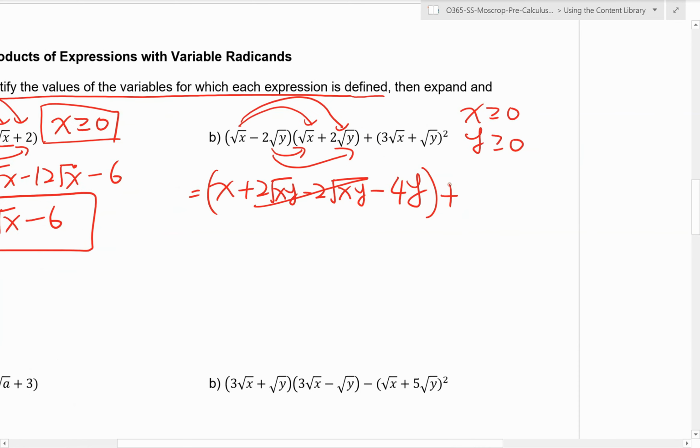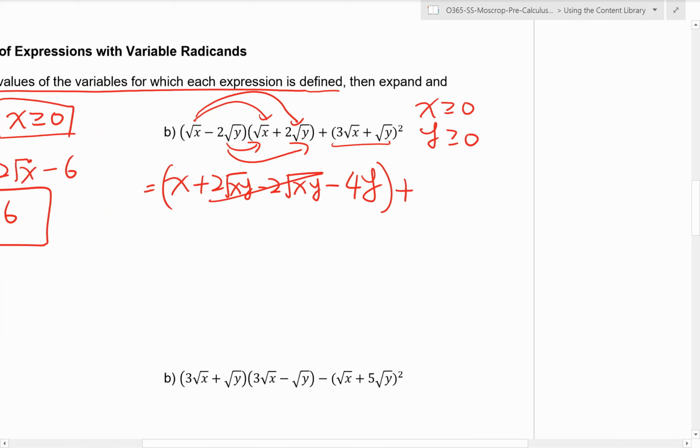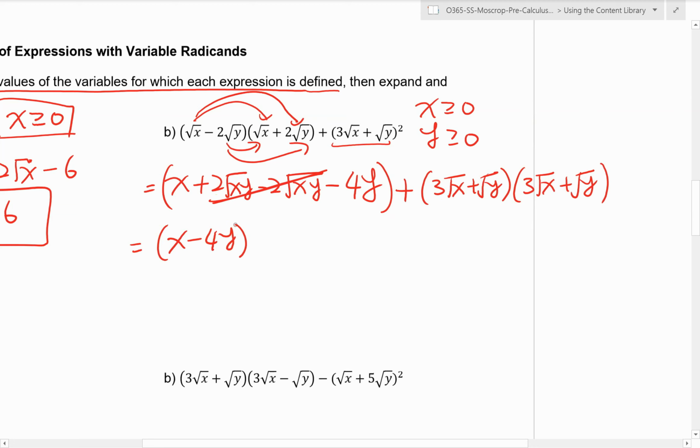Plus. Now this, be careful, which I showed earlier. This is a perfect square, so we need to actually expand. I'm going to write it down right here. So it's 3 root x plus root y times 3 root x plus root y. Those two cancel out, so I end up with x minus 4y plus.